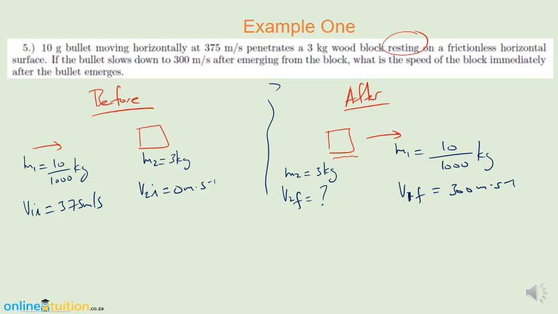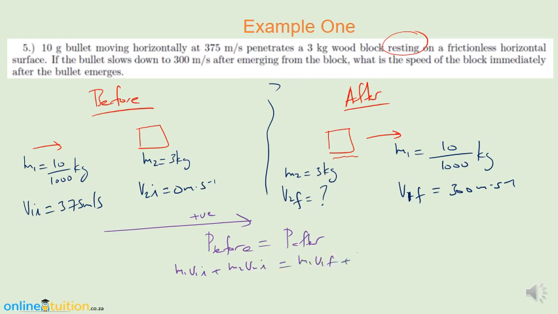I'm going to emphasize this, I'm going to choose motion to the right as positive. So we write down momentum before, write neatly again, is equal to momentum after. So that's M1 V1I plus M2 V2I is equal to M1 V1F plus M2 V2F. I'm not sure how many times I've written this equation. A billion times, I don't know, but I always write it.